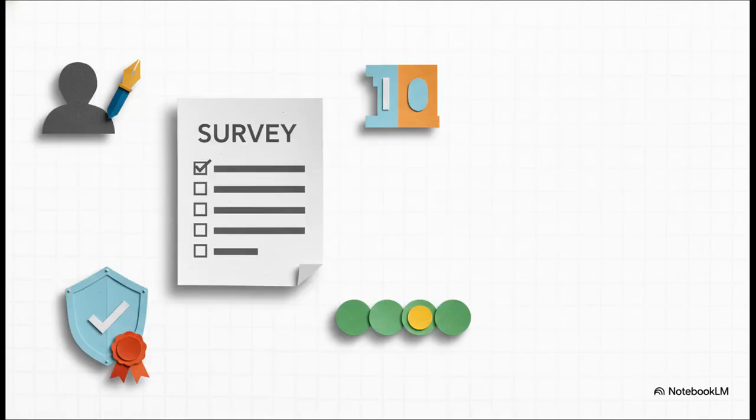Now, here's the key. You can't just say, we used a survey. No way. You've got to get specific. What's the full name of the measure, and who created it? How many questions or items were there? What kind of scale did it use, like a classic 5-point Likert scale from strongly disagree to strongly agree? And crucially, you have to show evidence that this tool is actually reliable and valid.